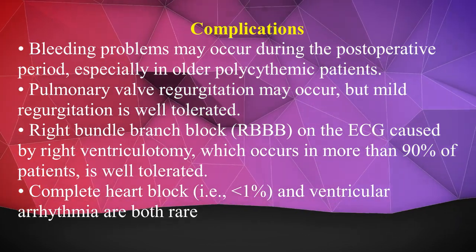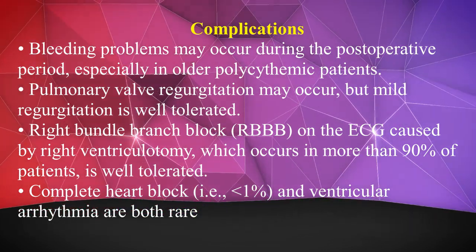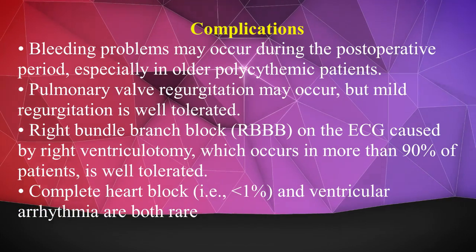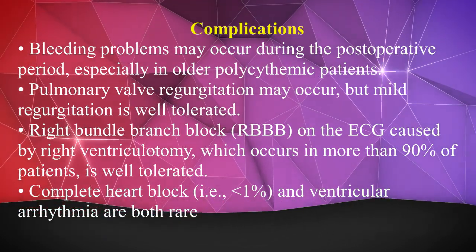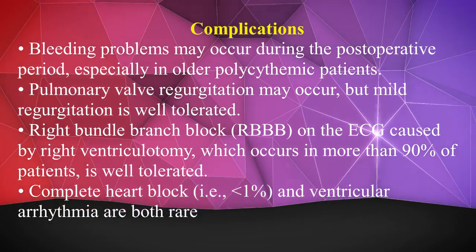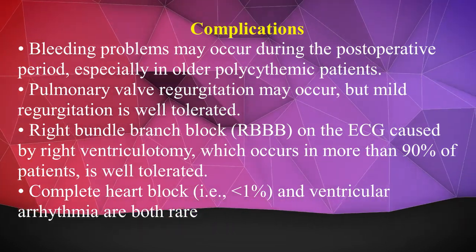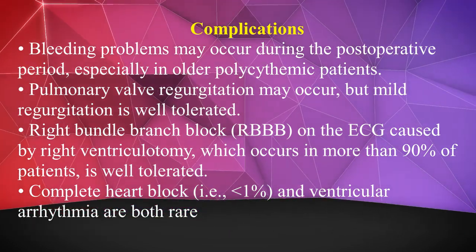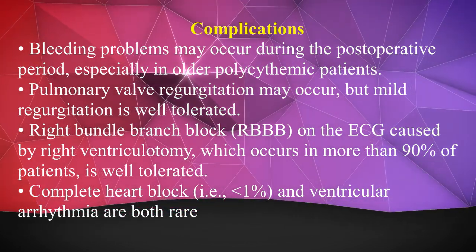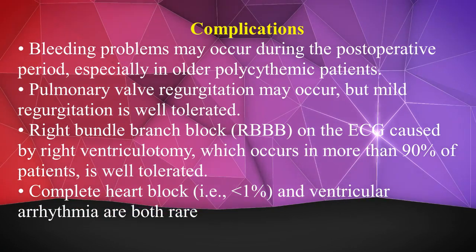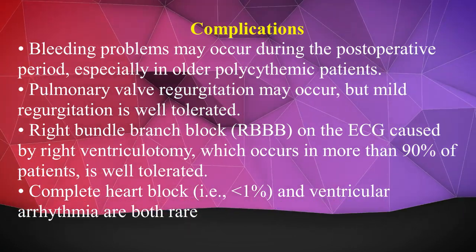Pulmonary valve regurgitation may occur, but mild regurgitation is well tolerated. Right bundle branch block on the ECG caused by right ventriculotomy, which occurs in more than 90% of patients, is well tolerated. Complete heart block, that is, less than 1%, and ventricular arrhythmia are both rare.